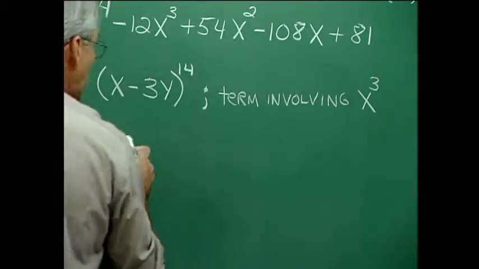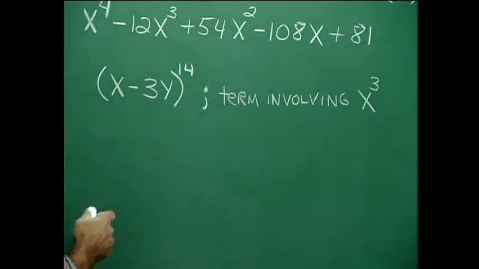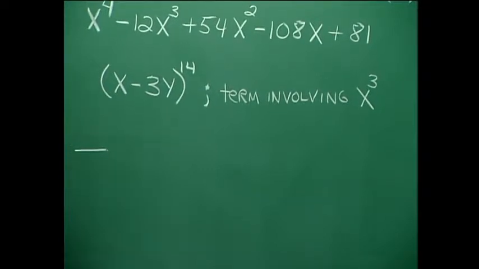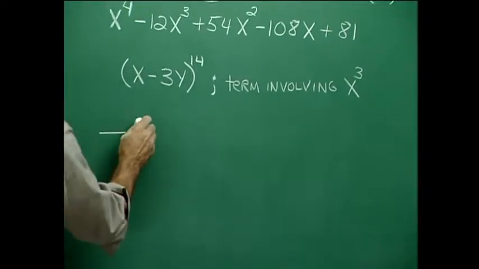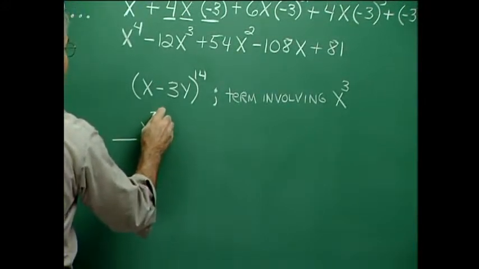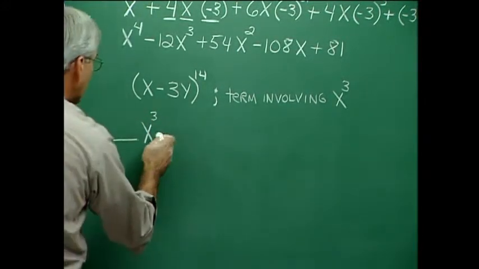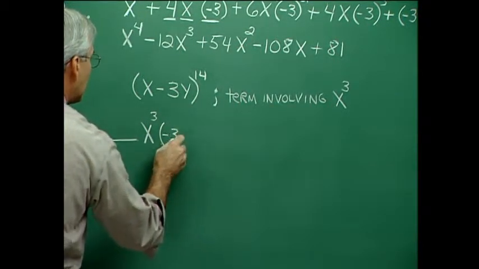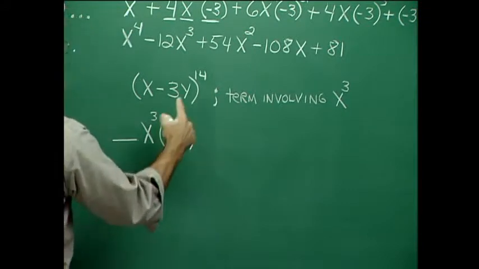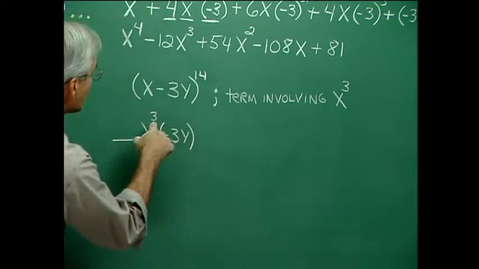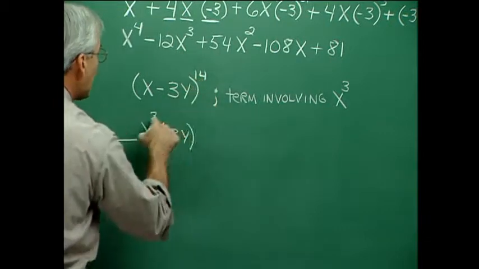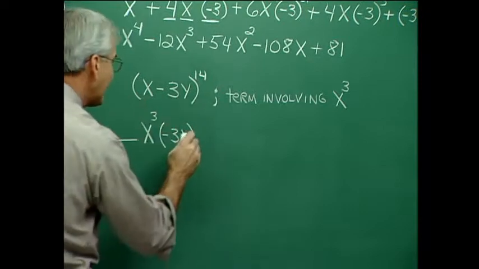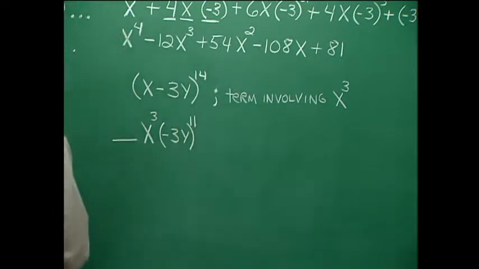Well, let's see. We know that that term involving x cubed will contain a naturally occurring coefficient. I'll leave it as a blank right now. Then we're going to have x cubed, and then the next factor is going to be composed of the second part of the binomial raised to an exponent which has to add with 3 to give 14. We know the sum of those exponents has to be 14. So 3 plus what is 14? Oh, it's 11. So the exponent here has to be 11.